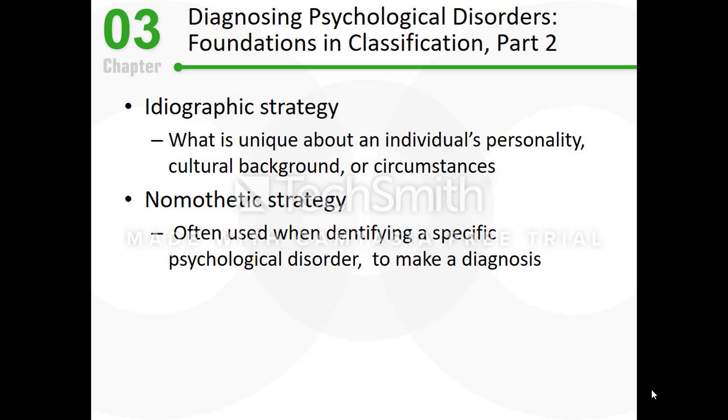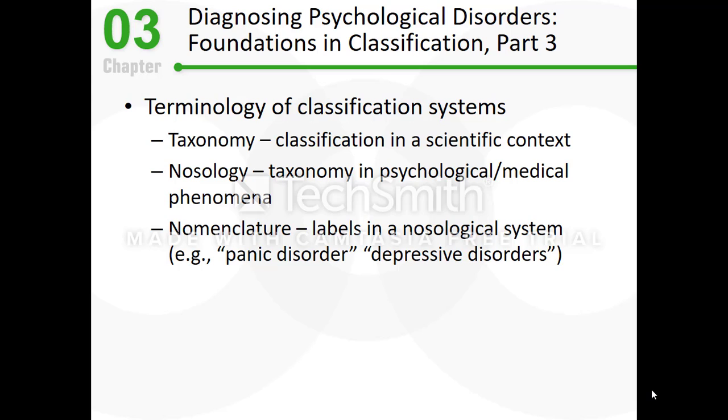There are two approaches to looking at classifying symptomology: an idiographic as well as a nomothetic. Idiographic is where we're asking what's really unique about that individual, their personality, their culture, their circumstances, whereas nomothetic is where we're trying to use a larger group when we're trying to arrive at a very specific psychological disorder. In other words, to make a particular diagnosis. So idiographic is really looking at what's unique about that individual. Nomothetic is when we're really trying to nail it down to the psychological disorder or the diagnosis overall.